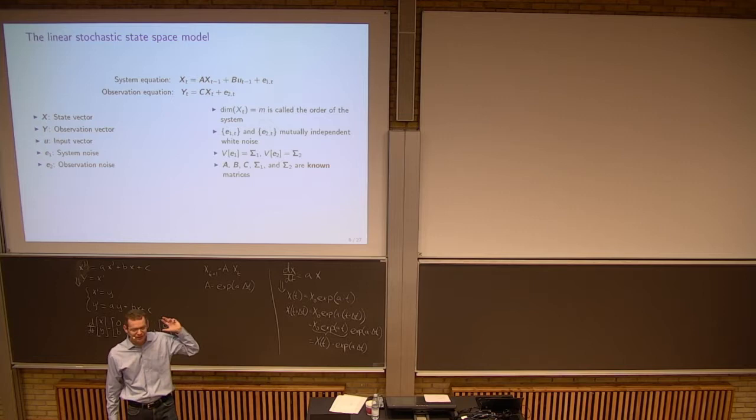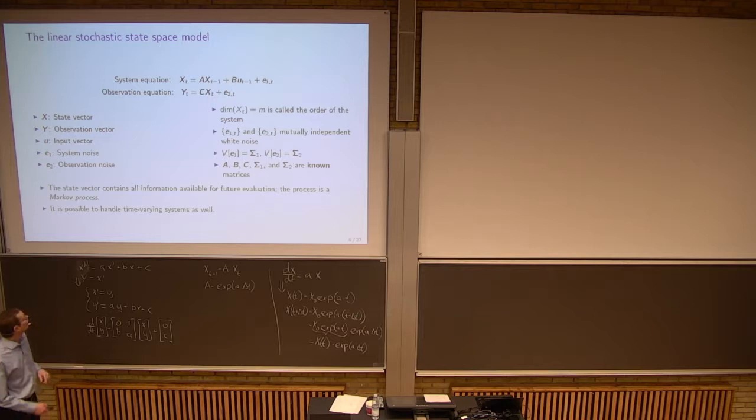Okay, so this is basically just saying that it is a Markov process, because all information about the state of the system is contained in the current state of the system. So xt contains all the information that is needed at time t.